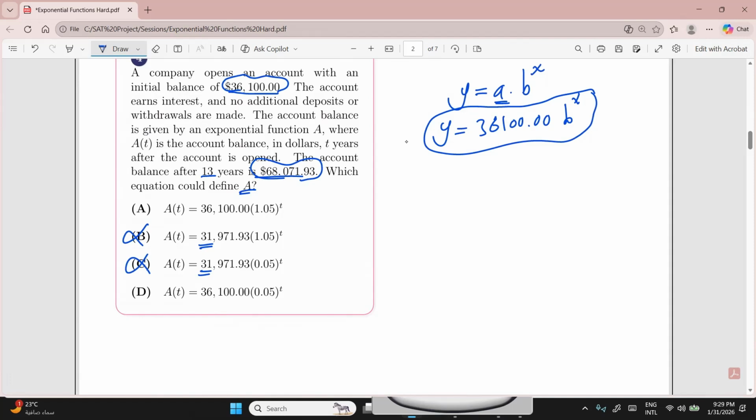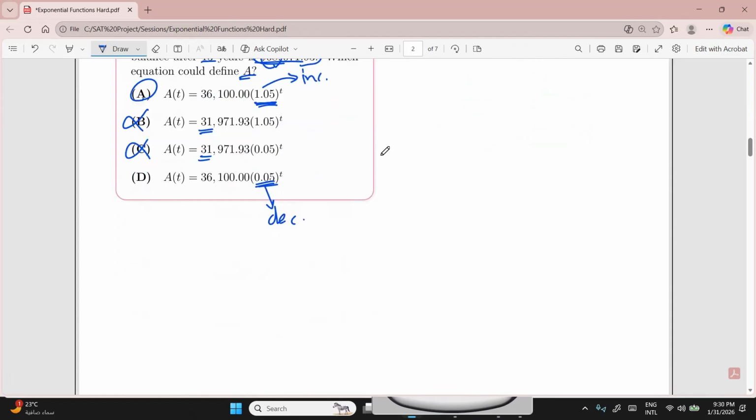What happened? The number 36,000 increased. Increased means the number inside the parentheses is more than 1. 1.05, not 0.05. 0.05 means decreased. And 1 point something is increased. So which one is increasing? Letter A. That's it. Without even calculating, just distinguish them this way.